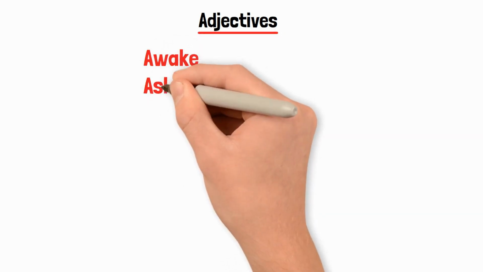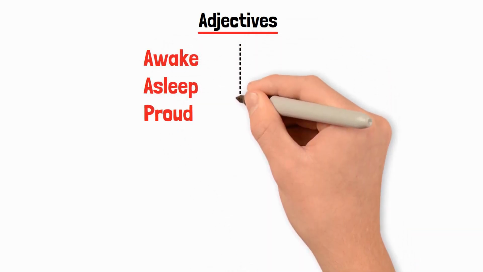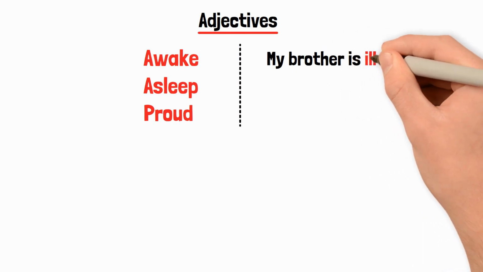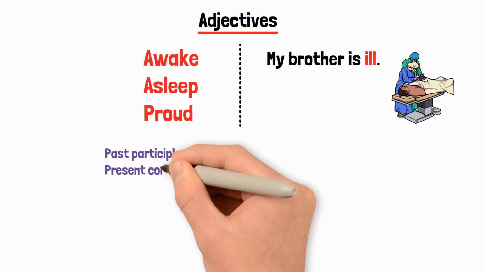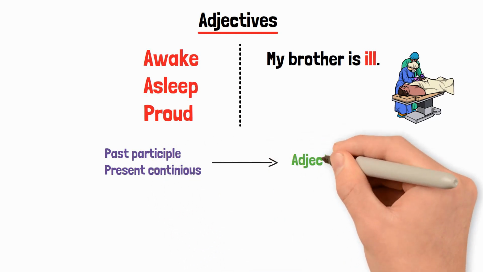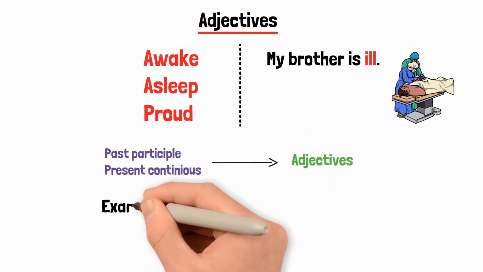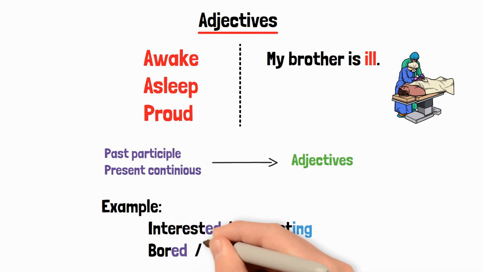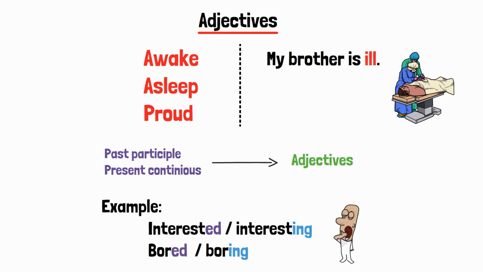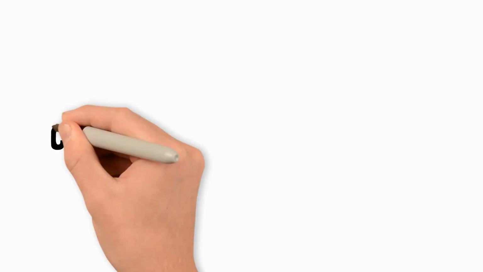Awake, asleep, proud, my brother is ill. Verbs conjugated in the past participle and present continuous are also considered as adjectives. For example, interested or interesting, bored and boring. Let's jump to comparatives and superlatives.